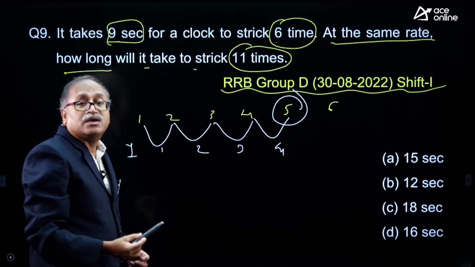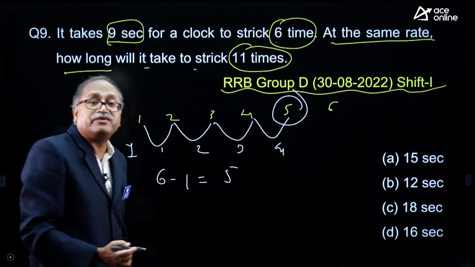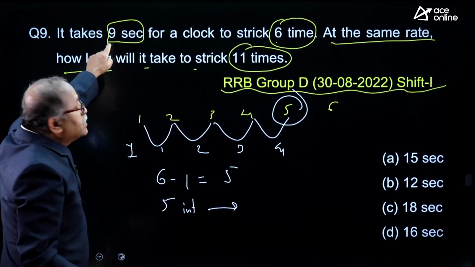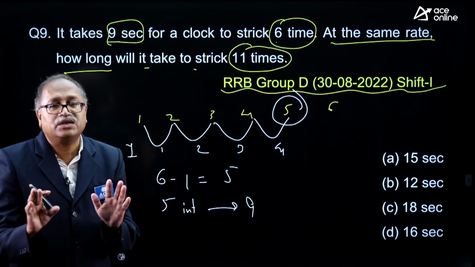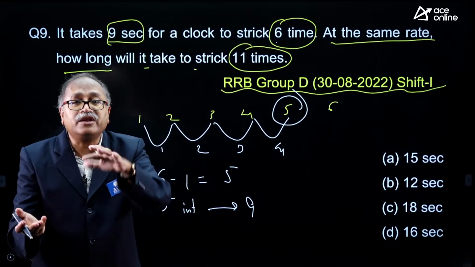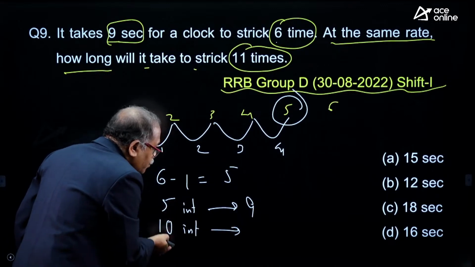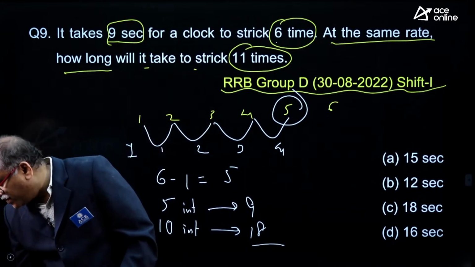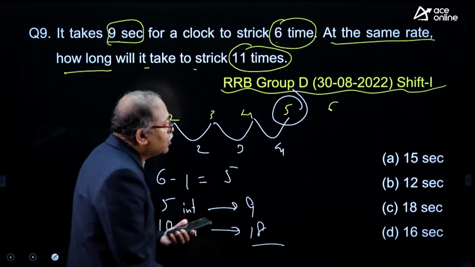So this is 6 times, right? 6 times means the number of intervals will be 6 minus 1, 5 intervals. In 5 intervals, it takes 9 seconds. This is what you have to write down. From here onwards, it's very clear. 11 times striking, how many intervals? 11 minus 1, 10 intervals. So, 10 intervals, how many seconds? 2 times 5 is 10, 2 times 9 is 18. That's your answer. Someone has said 15, but my dear friend, it is 18. So it is 18, option C.